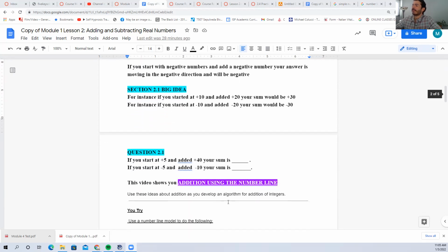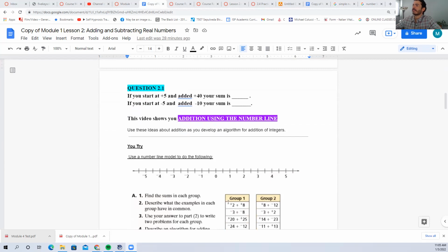Let's see what else you got. So if you start at +5 and added 40, your sum is, my approach to these problems would be to write them out with numbers, right? So 5 plus 40. And now we could even plug that into a calculator if we needed to, but I know the answer to that is 45.